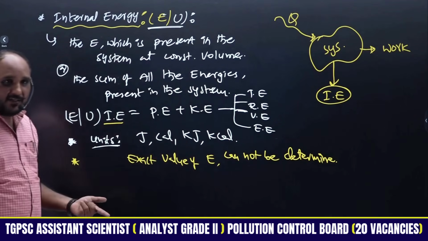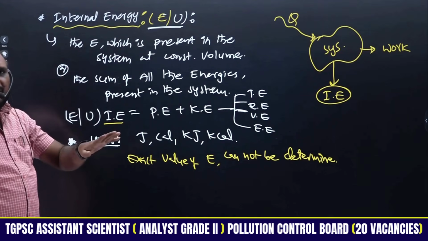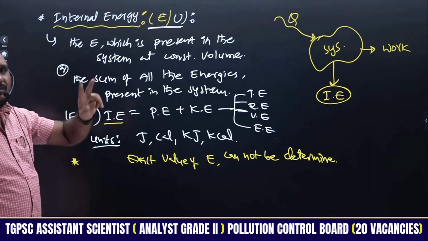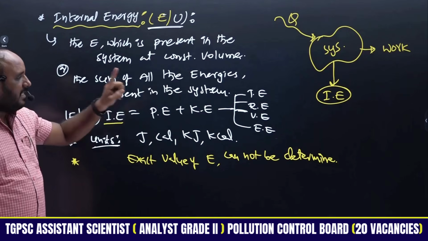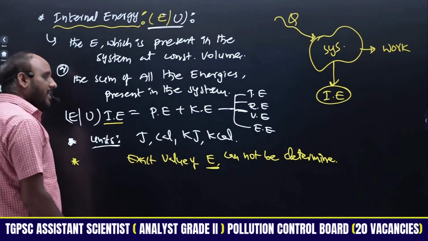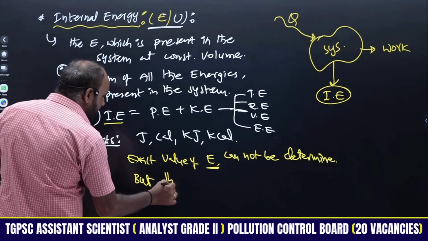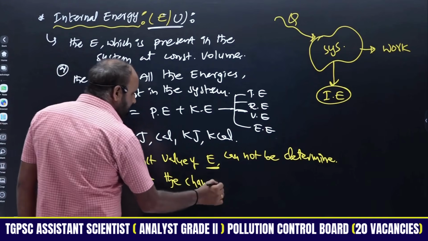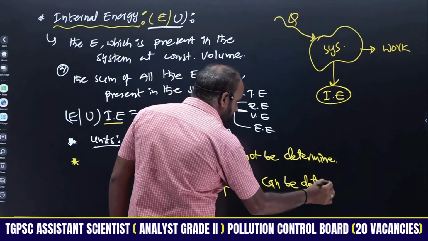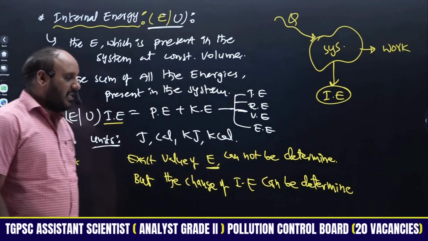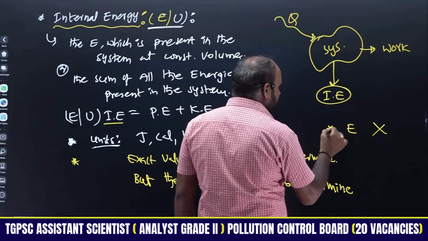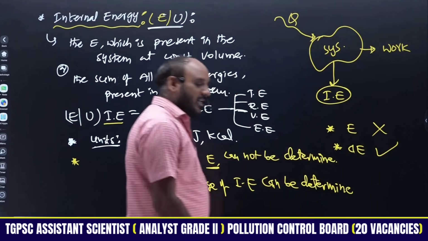Then what do we have to determine? The internal energy, E or U, cannot be determined. Whenever the system and surroundings are there, the exchange of energy between them that happens at constant volume is considered as the change of internal energy. The exact or absolute value of internal energy cannot be determined, but the change of internal energy can be determined.